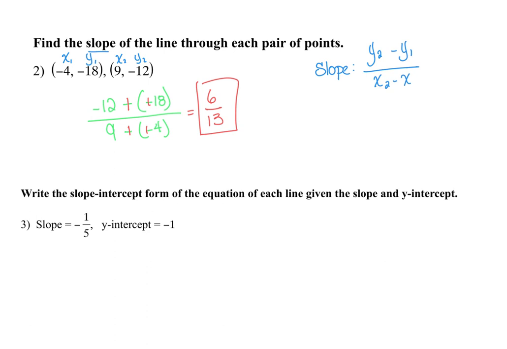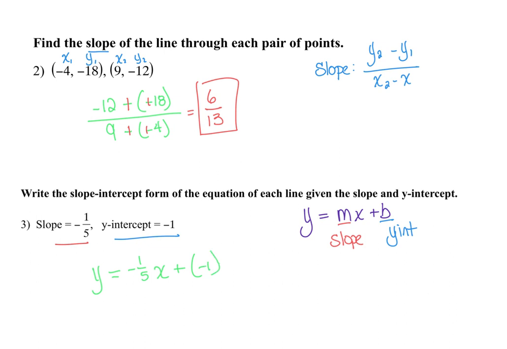From there, we moved into the slope-intercept form of a line. The slope-intercept form of a line is y equals mx plus b, with our m being the slope and our b the y-intercept. And so in cases where they give you the slope and they give you the y-intercept, you literally just write that equation, y equals mx plus b. And remember, when you're adding a negative, you can just write that as subtraction. So -1/5 x minus 1.